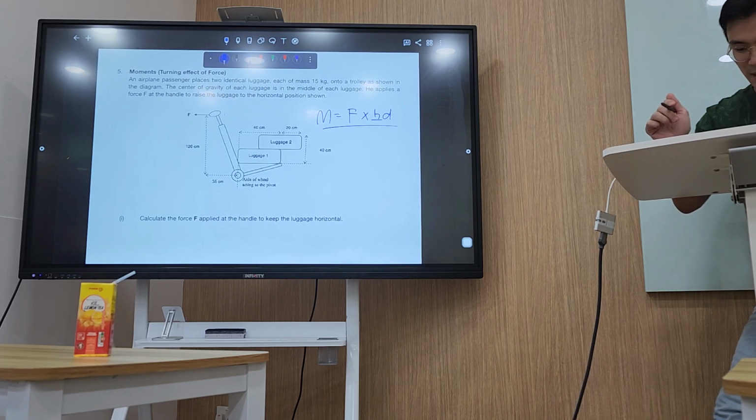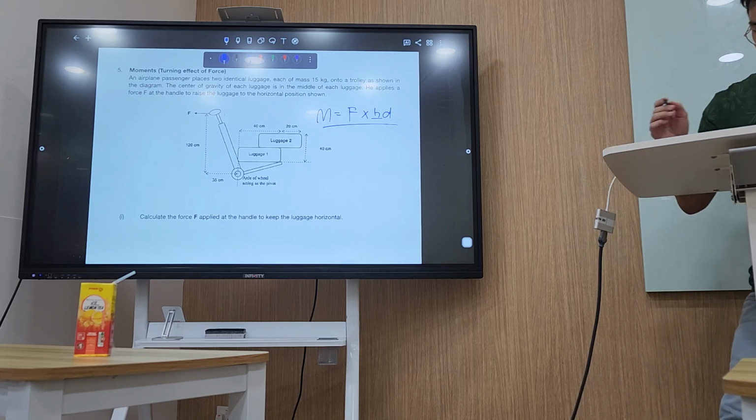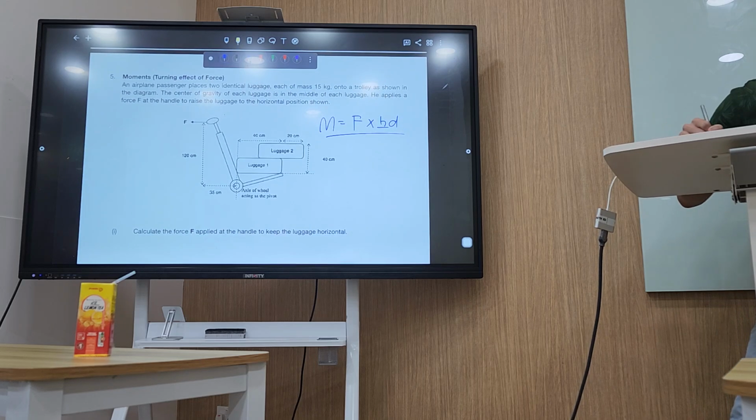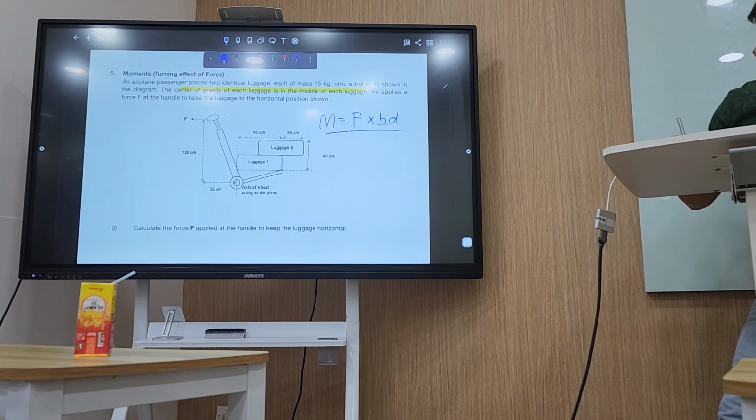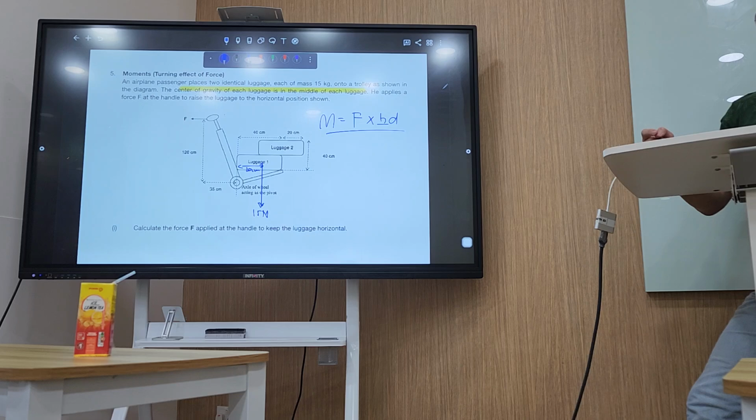Okay, so you have an airplane passenger, 2 identical luggage, each of mass 15 kg. Center of gravity is in the middle of the luggage. So, luggage number 1: 15 newtons, acting 20 cm away. Correct or wrong? Wrong. Why wrong? It's 150 newtons. Indeed. 15 kg, 150 newtons.